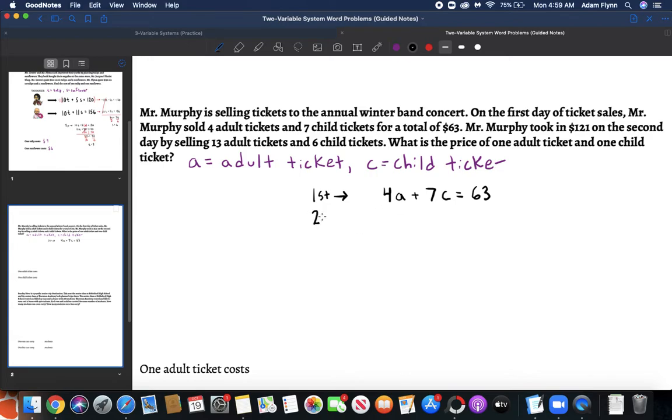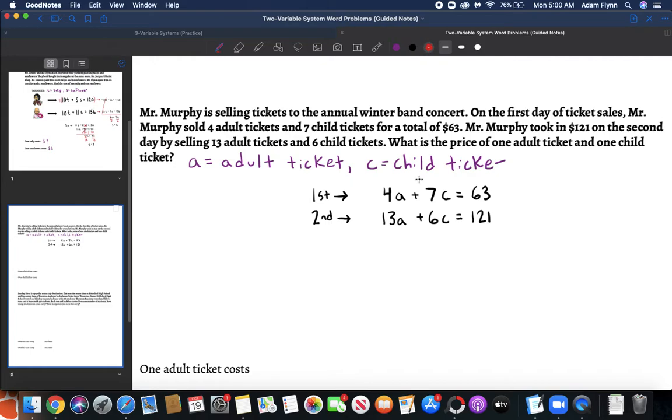And then the second day, he sold 13 adult tickets. Whoa, go Mr. Murphy. And 6 child tickets, for a total of $121. Okay, so now we've got our 2 variable system here, with our variables being a and c.